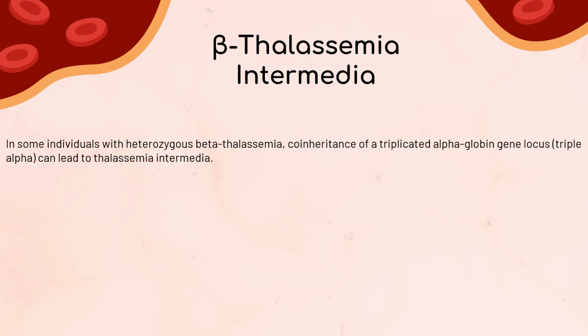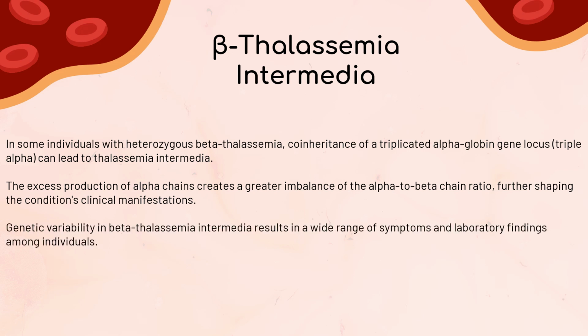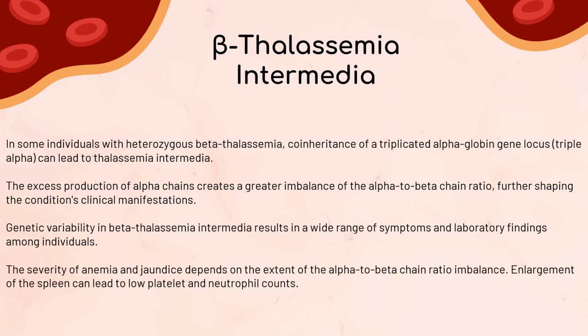In some individuals with heterozygous beta-thalassemia, co-inheritance of a triplicate alpha-globin gene locus, triple alpha, can lead to thalassemia intermedia. The excess production of alpha chains creates a greater imbalance of the alpha to beta chain ratio, further shaping the condition's clinical manifestations. Genetic variability in beta-thalassemia intermedia results in a wide range of symptoms and laboratory findings among individuals. The severity of anemia and jaundice depends on the extent of the alpha to beta chain ratio imbalance.